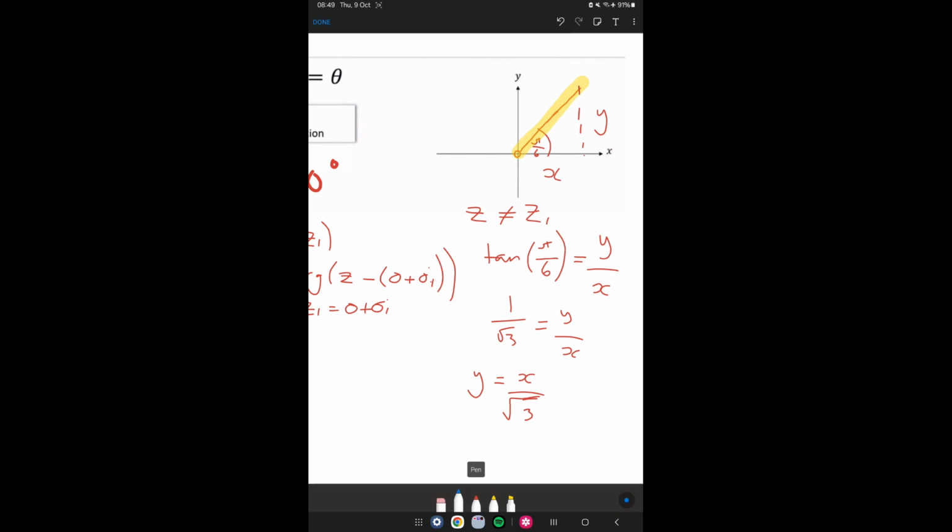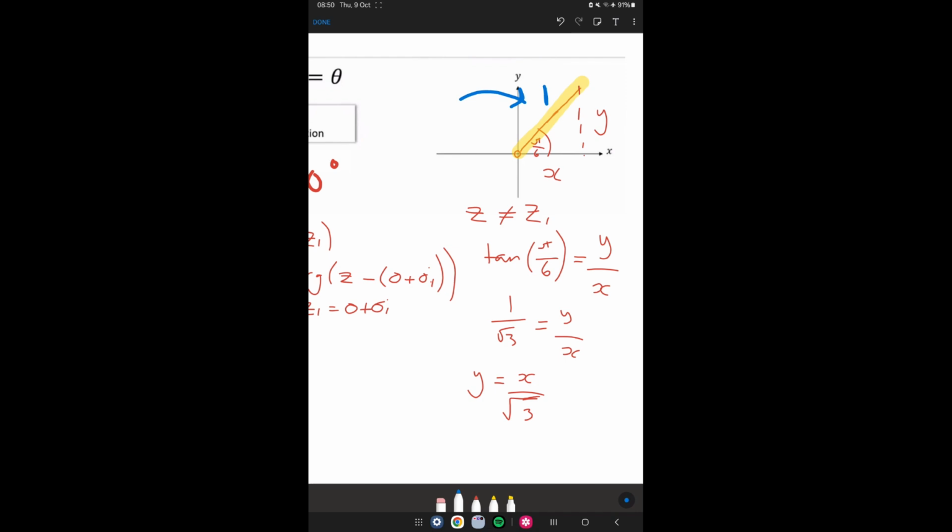So another way which you can do this, you can think about the gradient of that line. So if we just give that line a length there of 1, we know the angle's pi over 6, it's got a length of 1.